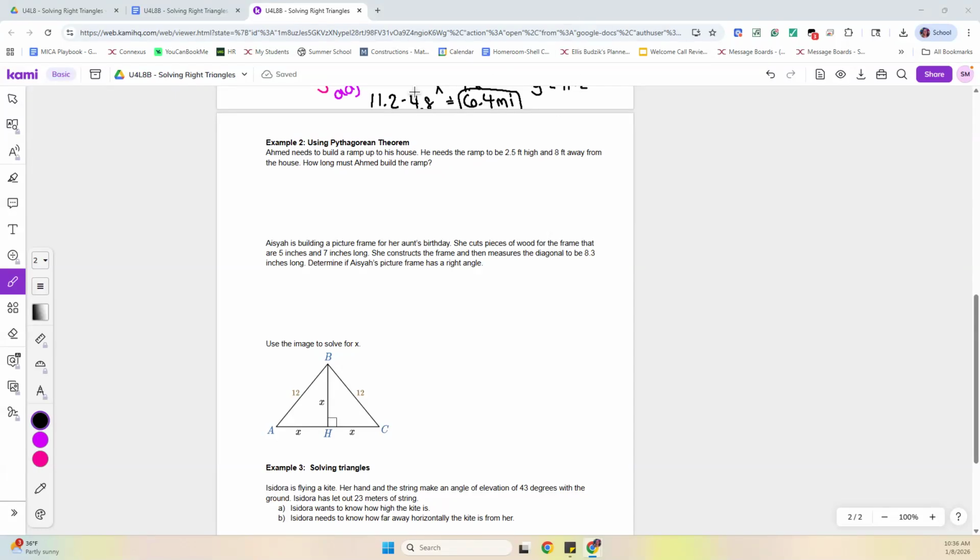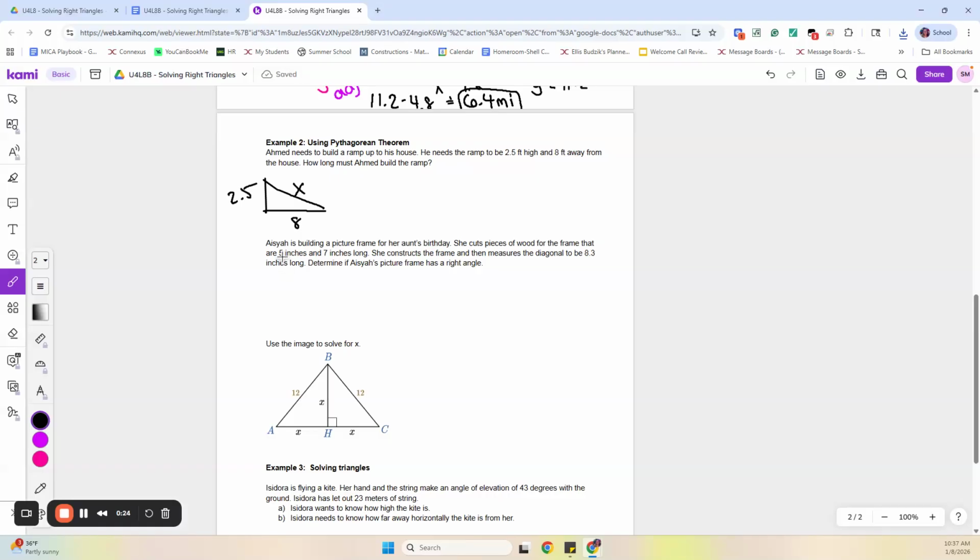Example 2 says Ahmed needs to build a ramp up to his house. So again, I'm going to draw a ramp situation. He needs the ramp to be 2.5 feet high and 8 feet away from the house. How long must Ahmed build his ramp? So we're looking for the length of the ramp.